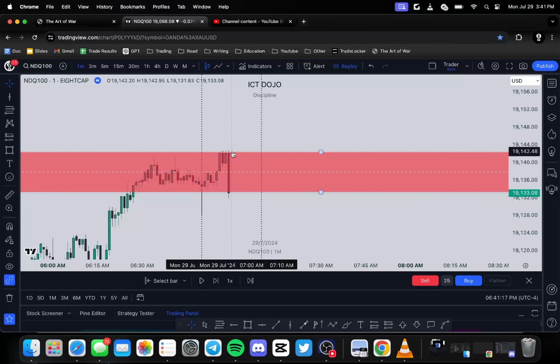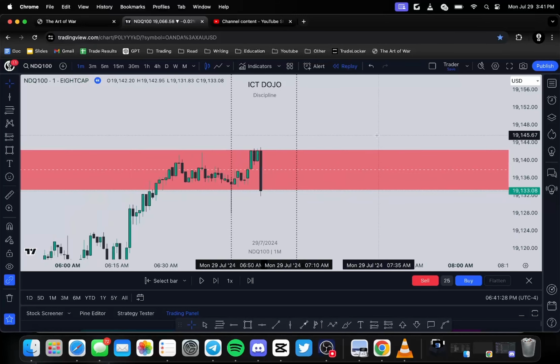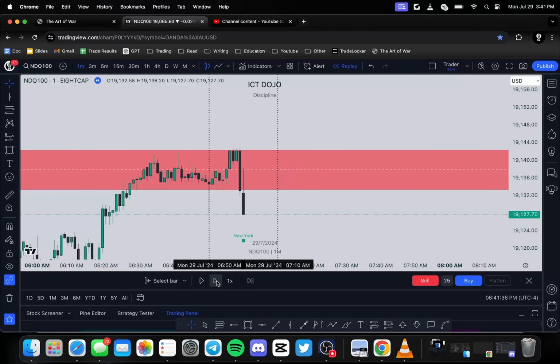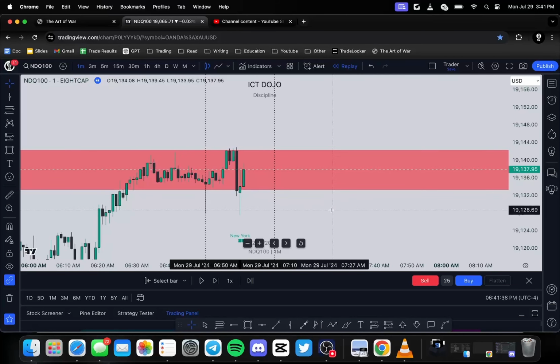Maybe let's give it one more candle. Okay, that wasn't what I wanted. I wanted it to tap a little bit higher into this so that we can take the sell. But it didn't give me that. I likely wouldn't have taken this trade. But look at the precision anyways. Look at this. All the candles are staying within the 1-hour fair value gap on the 1-minute chart. That's crazy.